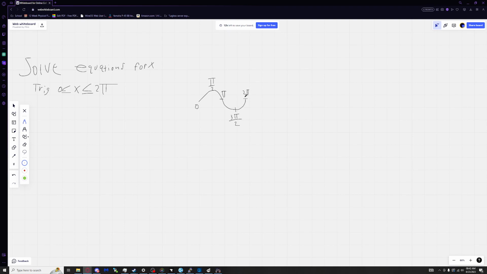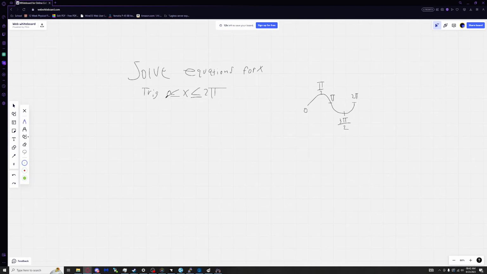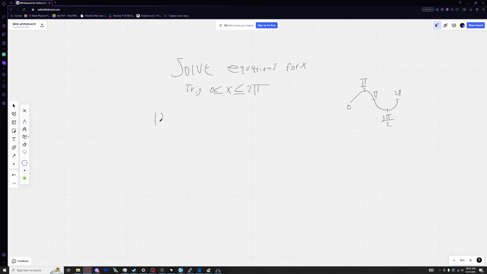Now the reason they cut it off at 2 pi is because a trigonometric function, if I can draw it correctly, will just keep going forever. So you'll technically have infinite answers for a trigonometric function, but they just want you to restrict it from 0 to 2 pi so you can get a concrete answer. So number 18.